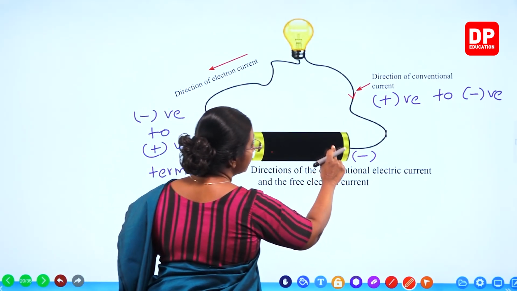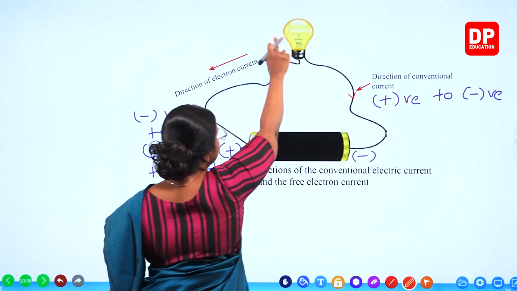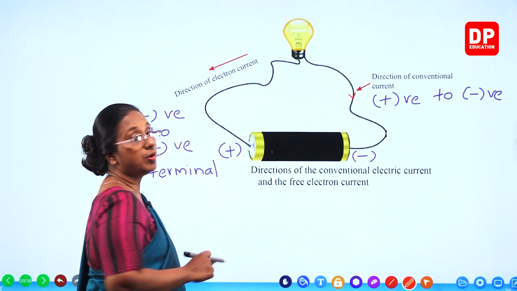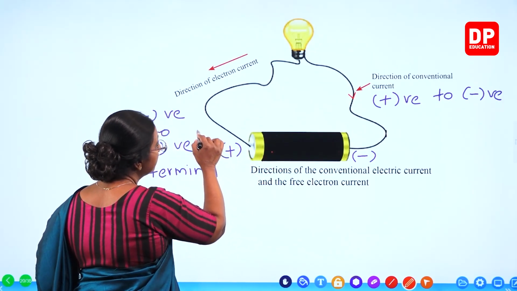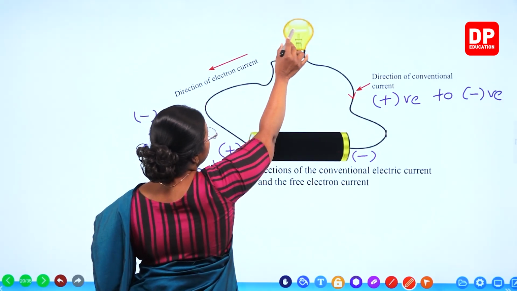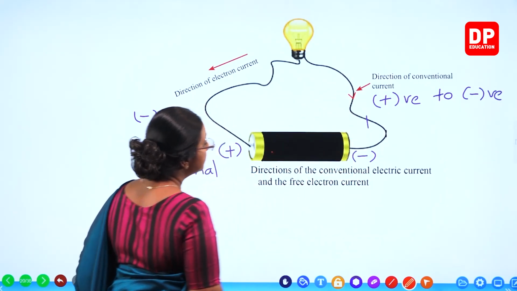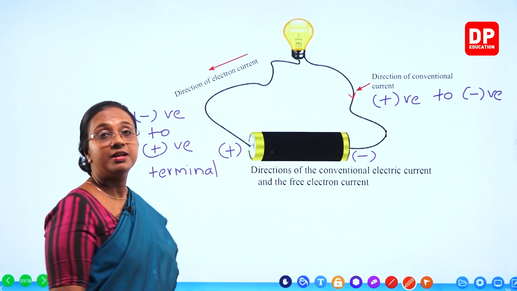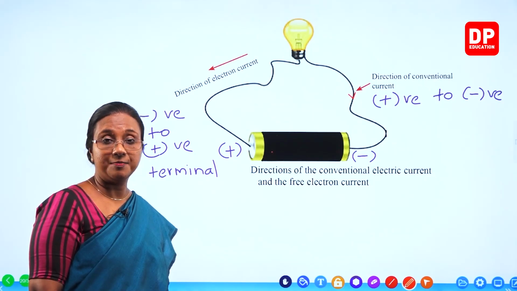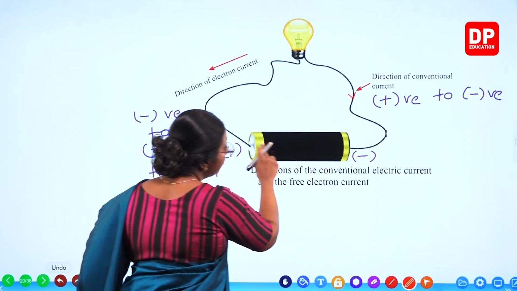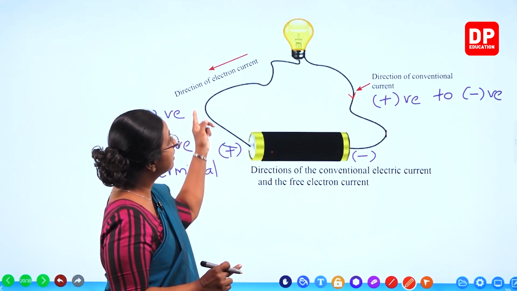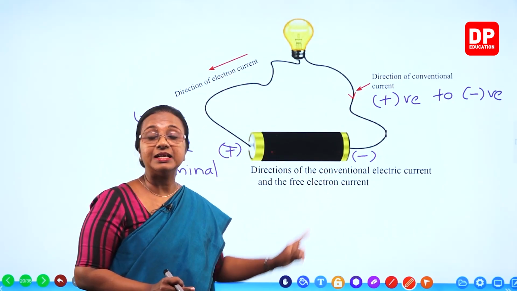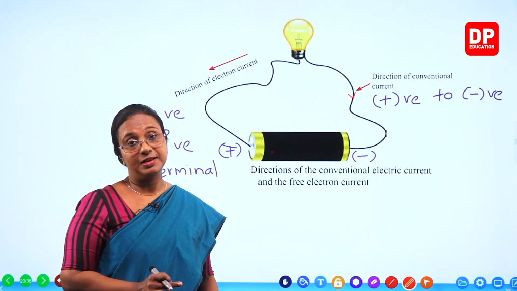Now electrons flow from this terminal through the bulb to the positive terminal. The same way, current flow starts from here, from the positive terminal, flows through the bulb and comes to the negative terminal. That is what happens there. There is no current flow between the terminals of the battery. It starts from one terminal, goes through the circuit and comes to the other terminal.